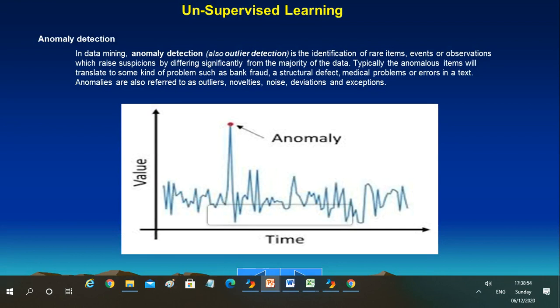Now, anomaly detection. In data mining, anomaly detection, also outlier detection, is the identification of rare items, events or observations which raise suspicions by differing significantly from the majority of the data. Typically, the anomalous items will translate to some kind of a problem, such as bank fraud, a structural defect, medical problems, or errors in text. Anomalies are also referred to as outliers, novelties, noise, deviations, and exceptions.